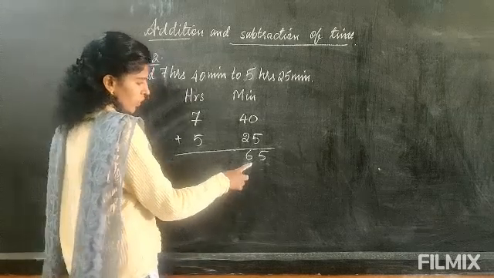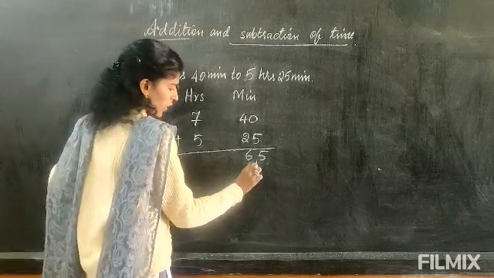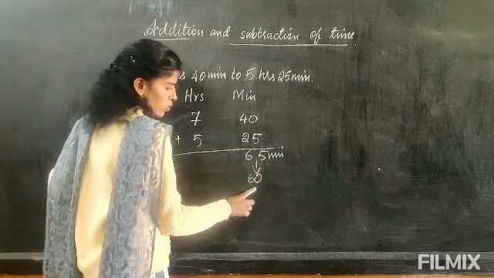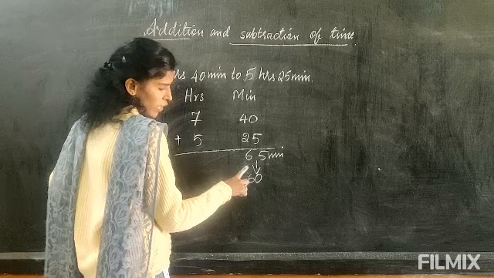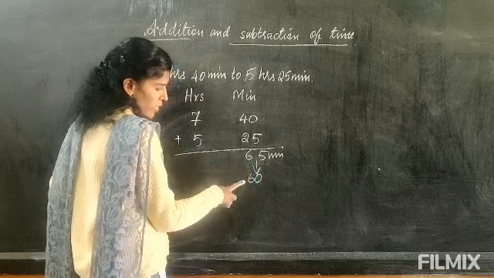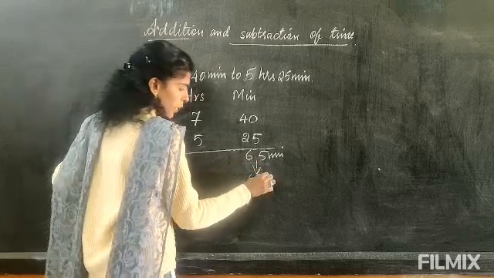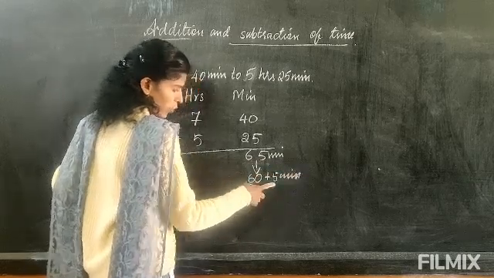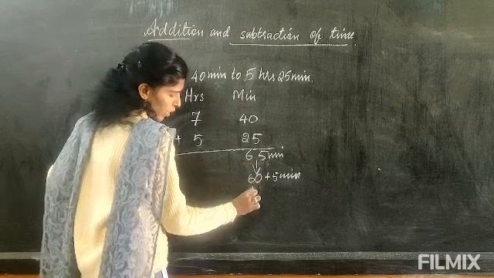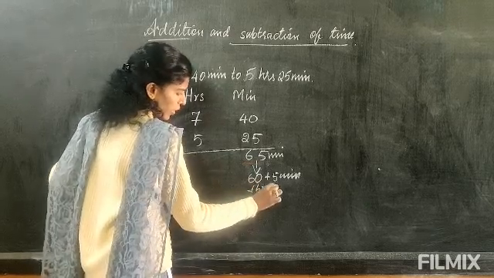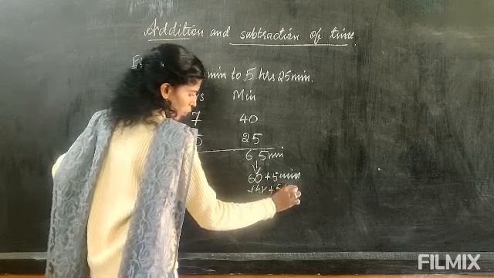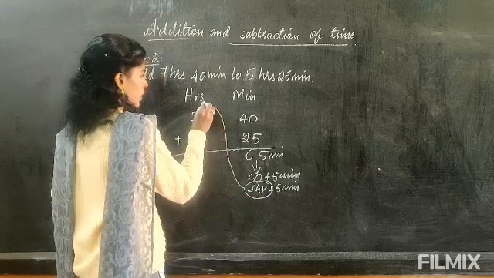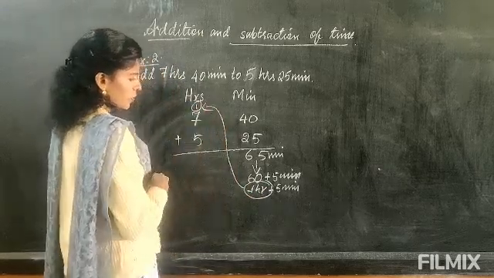How to convert? You write this as 60 minutes. 60 minutes is 1 hour, isn't it? So if you take 60 from here, how many minutes will remain? 5 minutes. 60 plus 5 is 65, no? So 60 is 1 hour. So this will be 1 hour plus 5 minutes, and this 1 hour we will carry here.